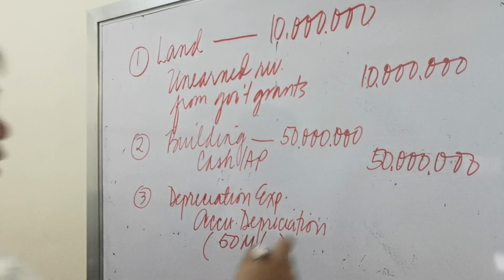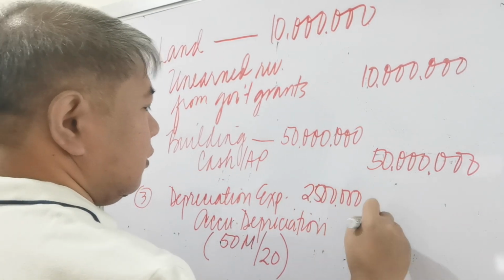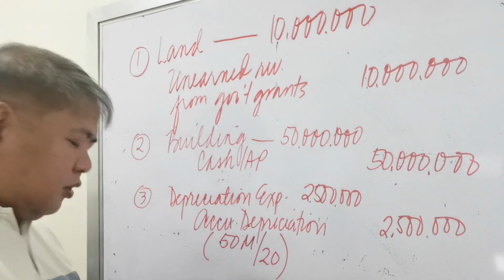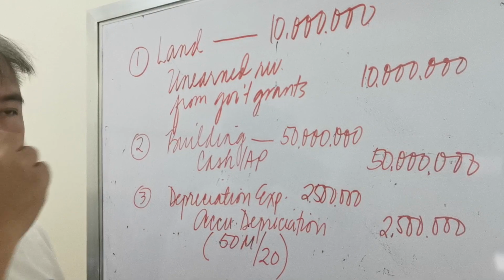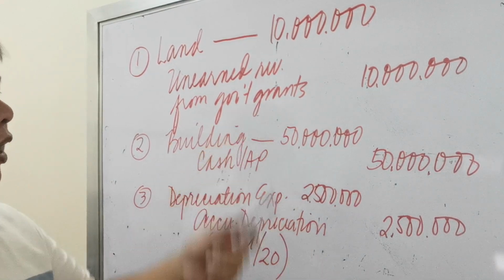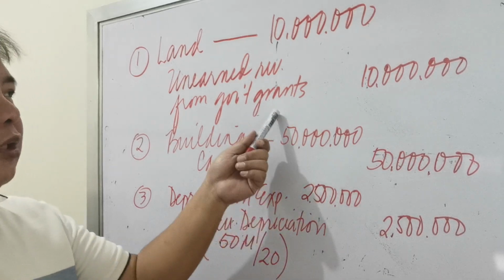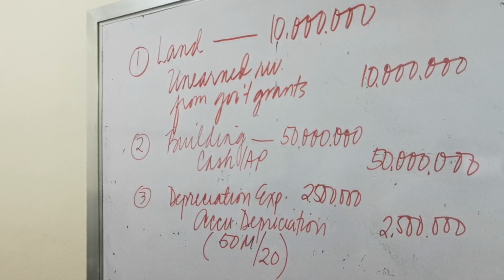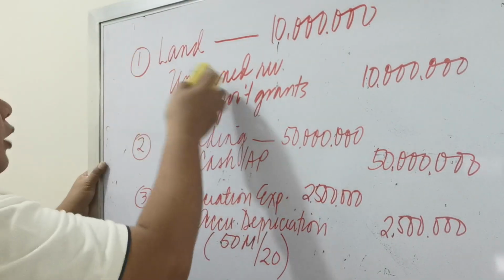Okay, that's 2.5 million. So this is 2,500,000. Now, note that we have already started using the terminal. So therefore, we can now recognize the unearned revenue as earned revenue, but that will be amortized over the life of the terminal. We will use the same basis as what we use for the depreciation of the terminal.